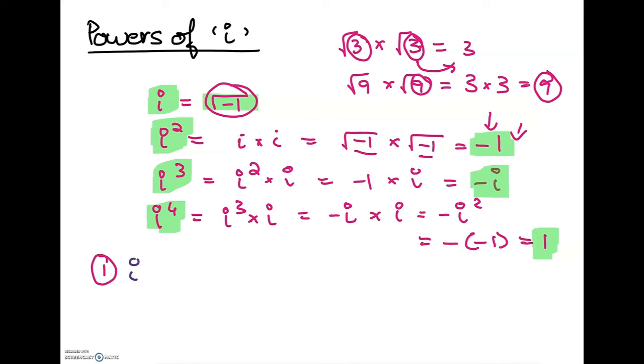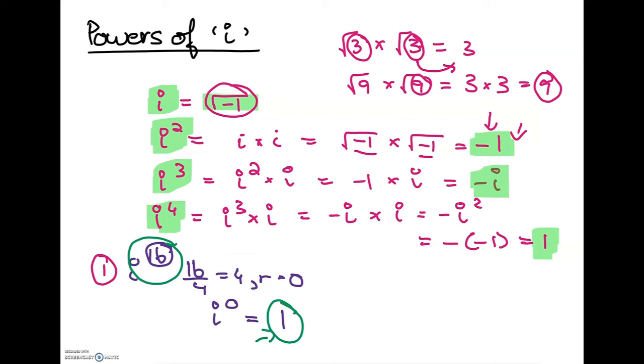Let's do i to the power of 16. Whenever you have a number, you're going to take your exponent and divide it by 4. In this case, our exponent is 16. 16 divided by 4 is equal to 4. The remainder is equal to 0 because 4 goes into 16 4 times. That means it's going to be i to the power of 0, which is just equal to 1. So our final answer is 1. So i to the power of 16 is equal to 1.